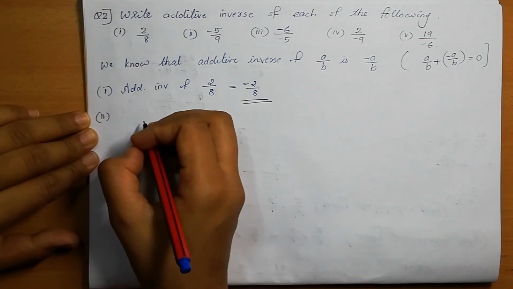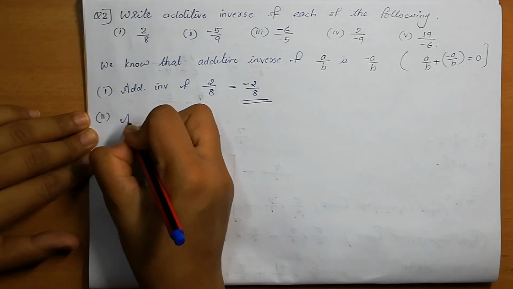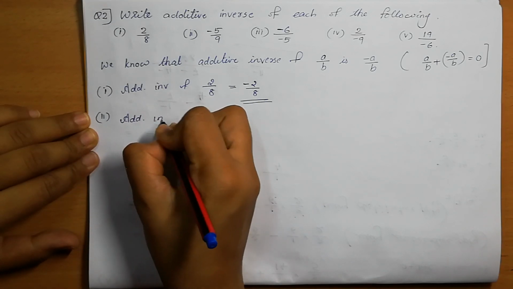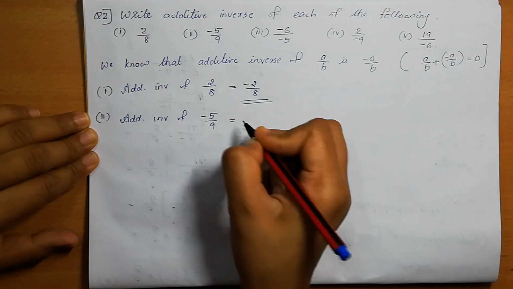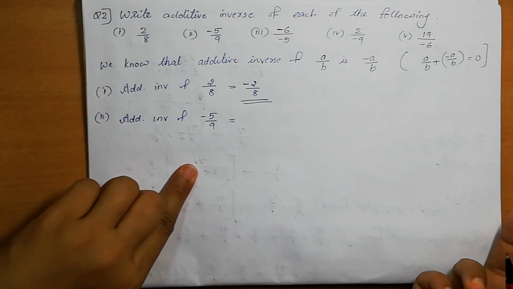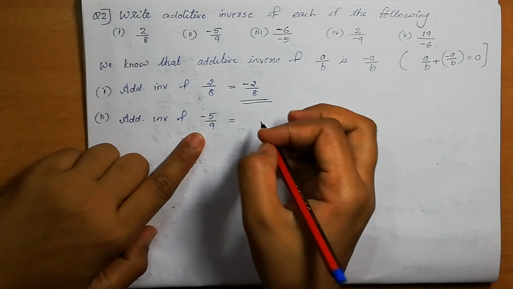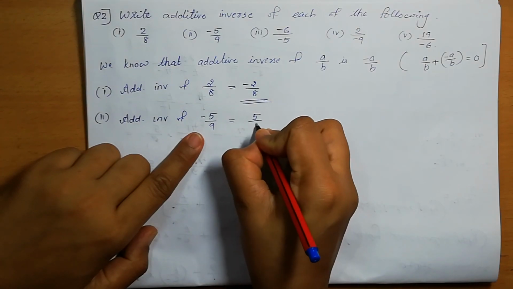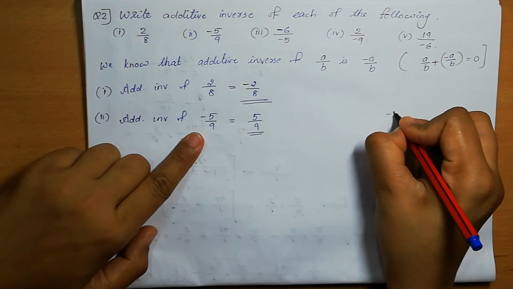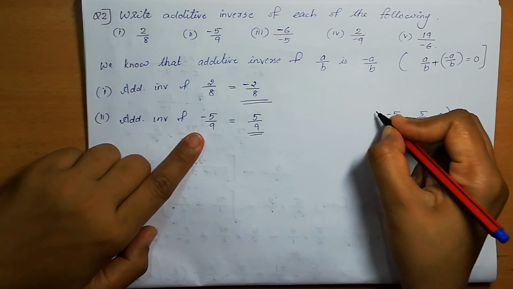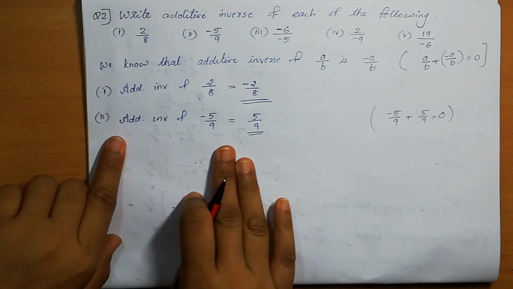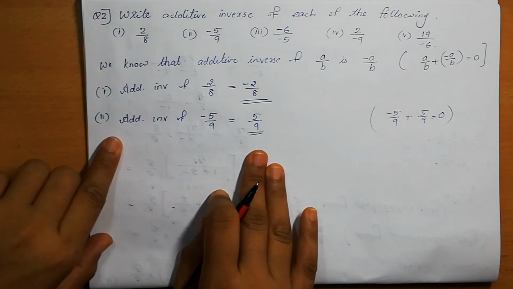Second one. Additive inverse of minus 5 by 9. Additive inverse of minus A is plus A. So minus 5 by 9 is plus 5 by 9. We can verify minus 5 by 9 plus 5 by 9 equal to 0. Correct only. So additive inverse of minus 5 by 9 is 5 by 9.